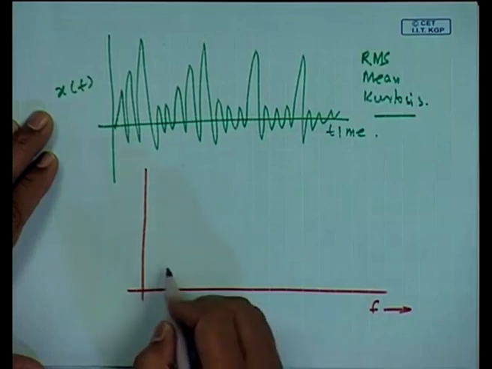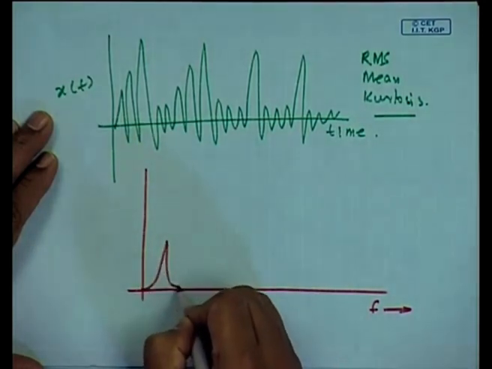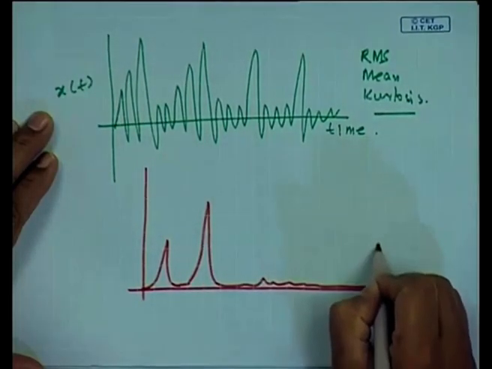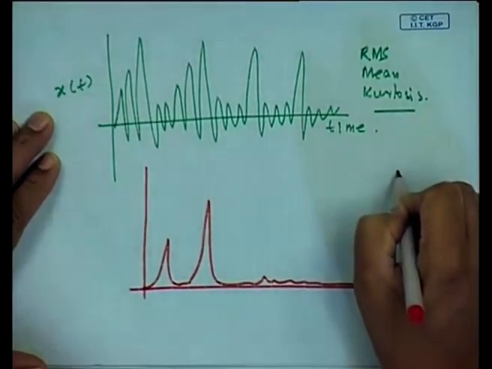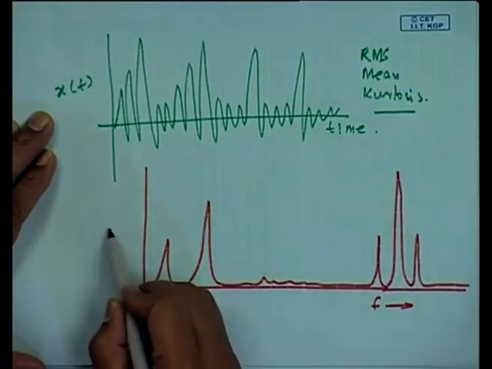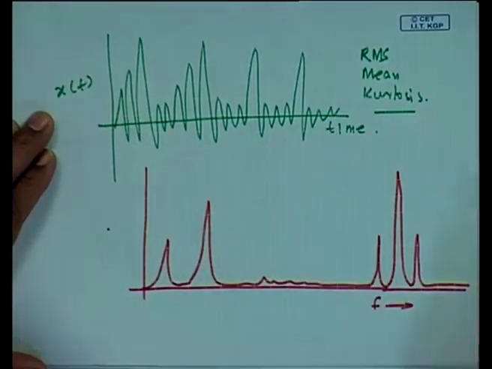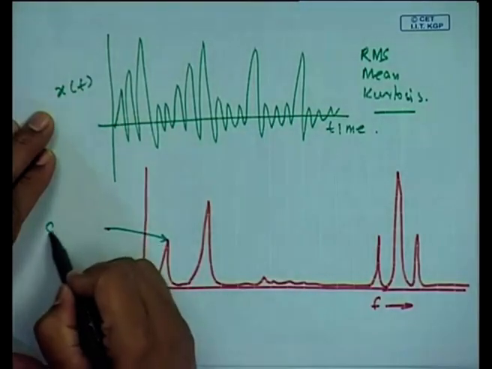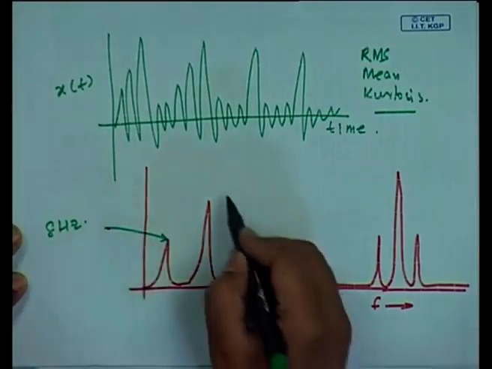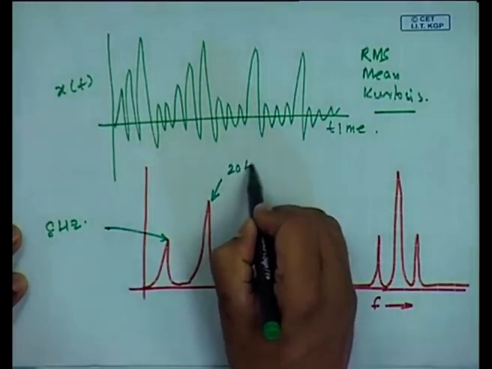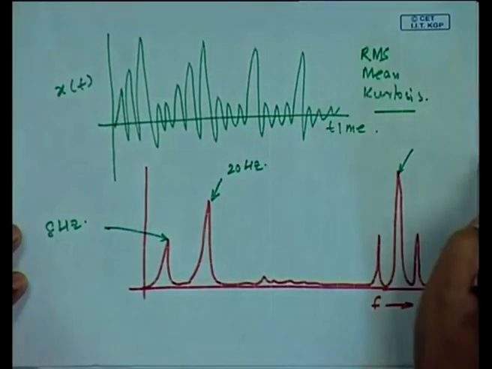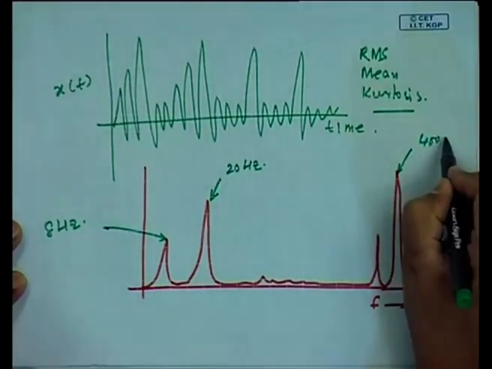what is going to happen is I may see an 8 hertz signal, 20 hertz signal, and few other signals, and this is very, very important. This could be 8 hertz, corresponding to the rotational speed of the gear. This could be 20 hertz corresponding to the rotational speed of the pinion. This is the gear meshing frequency of 400 hertz.